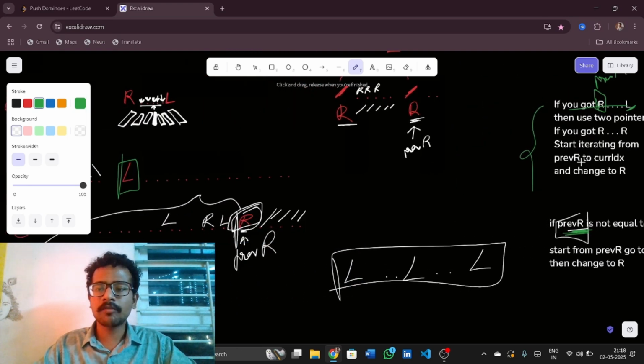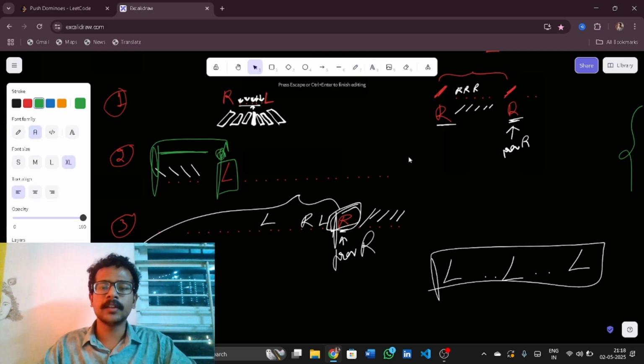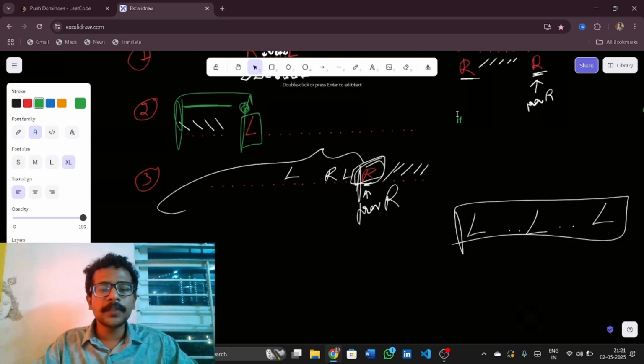So start from here at the 0th index and go to here and change everything to L. I am writing it here. If it is 0, right? Previous R is equal to -1, right? Then I will go from J is equal to I minus 1, and J is greater than or equal to 0, and change to L.